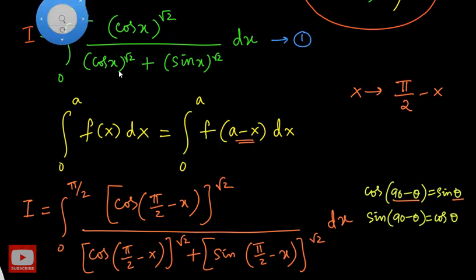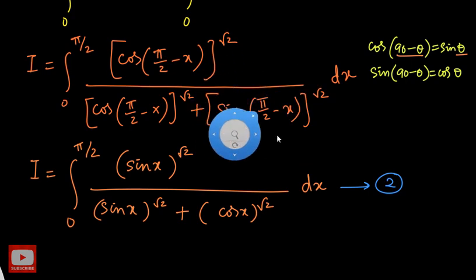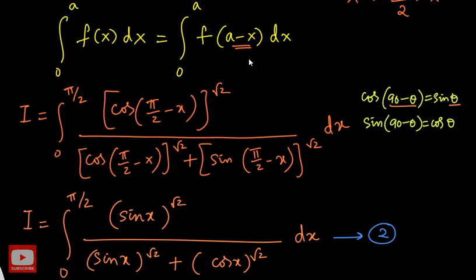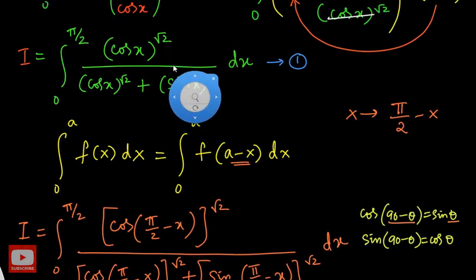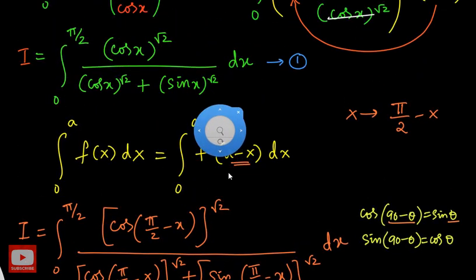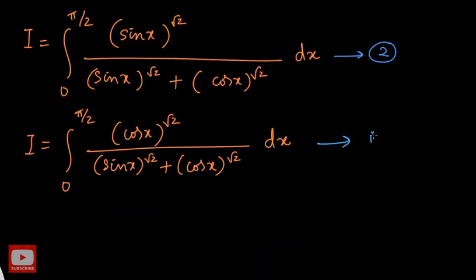You can observe that this expression and the expression that we have here almost resemble each other. But one thing is that here in the numerator we have sine x to the power root 2 and here we have cos x to the power root 2. So let me bring equation number 1 as well so that we can analyze them better. So here we have result number 1 as well. So what are we going to do? We are going to add result number 1 and result number 2.